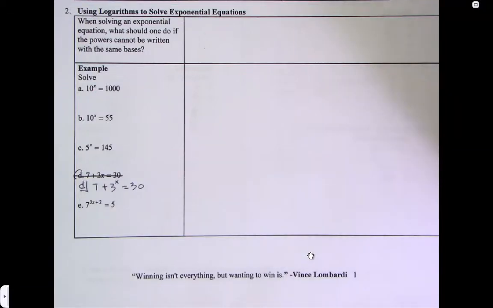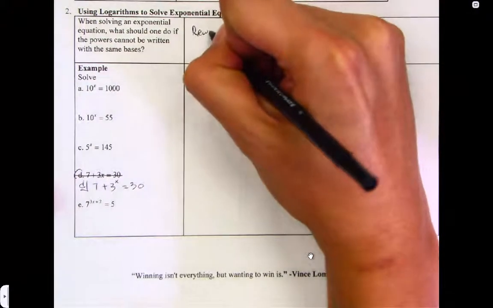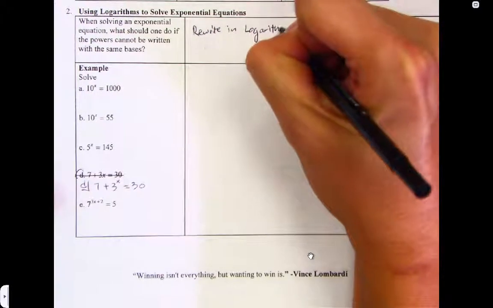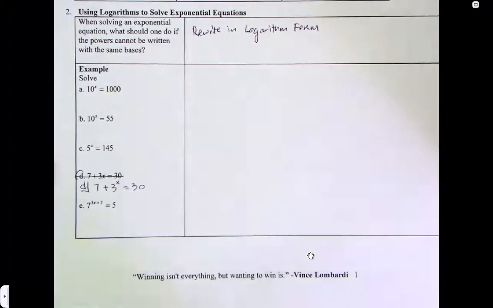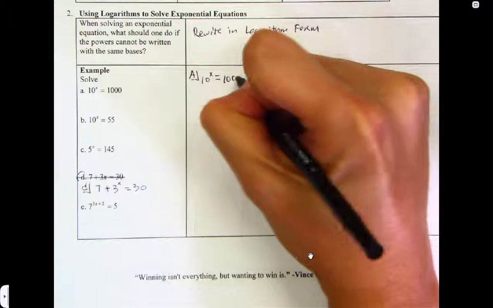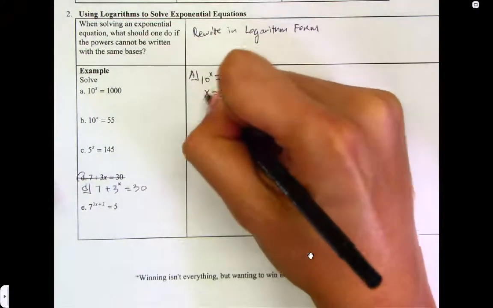Classwork 5.3, using logarithms to solve exponential equations. When solving an exponential equation, what should one do if the powers cannot be written with the same base? You just rewrite in logarithm form if you can't get the same base. A, 10 to the x is equal to 1,000. 10 to the third power is equal to 1,000, so x equals 3.